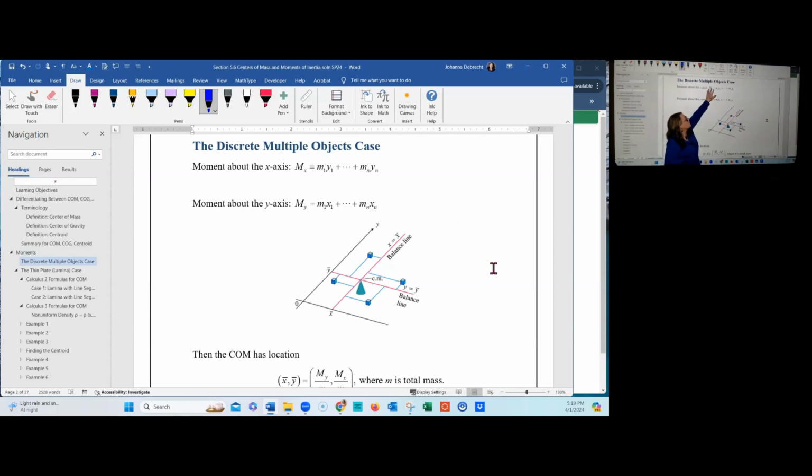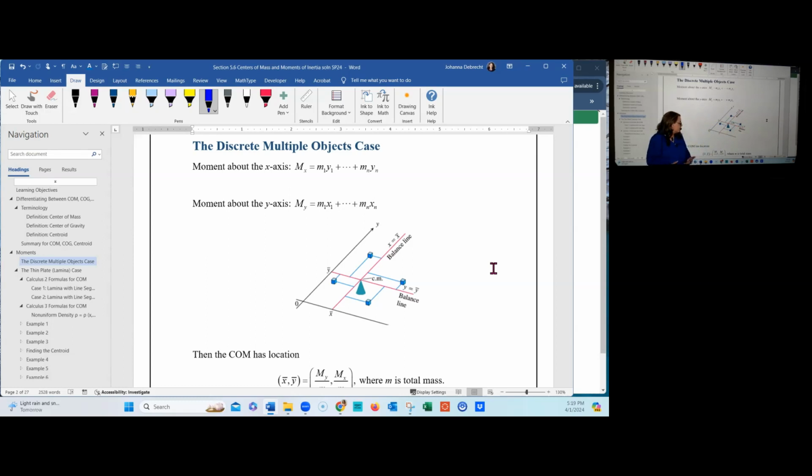So the total moment with respect to X is the mass of each individual point object multiplied by its Y value, and then we add them all together. The moment about the Y axis is going to be this tendency to rotate off vertical, which is going to change the X coordinate. So again, we take the mass of each object multiplied by its distance from the Y axis, which is its X value, and then we add it up for all of the objects in my system.